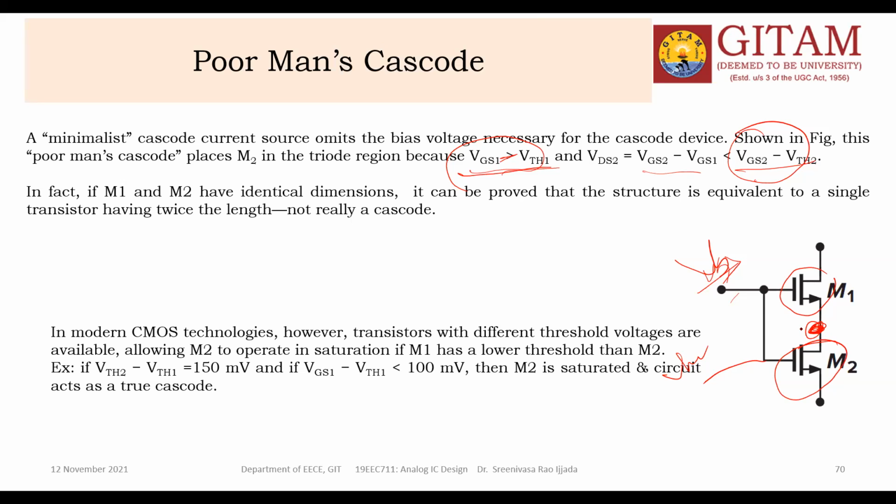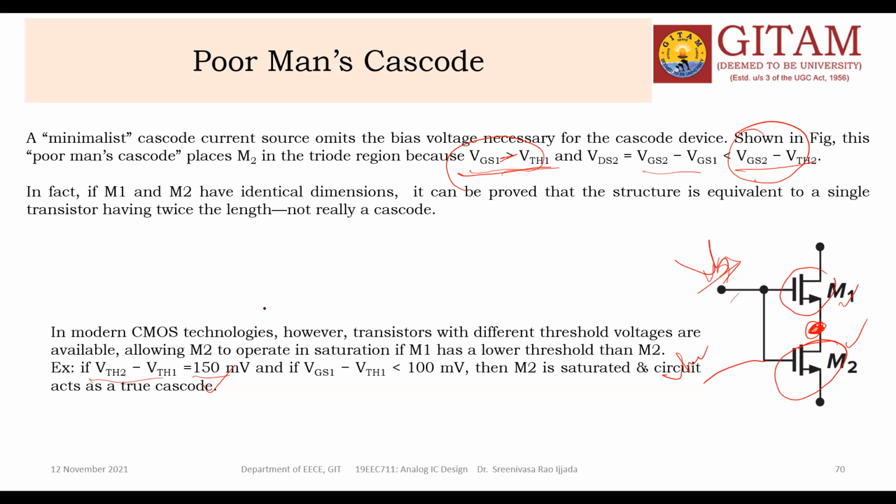If VTH2 minus VTH1 is 150 millivolts, the difference between these devices is 150. Generally, the difference should be 0. If both are the same, what is the difference according to this condition? It comes out to 0. But here he is saying there is some difference, which means definitely VTH2 is more than VTH1. Am I correct, from the formula?